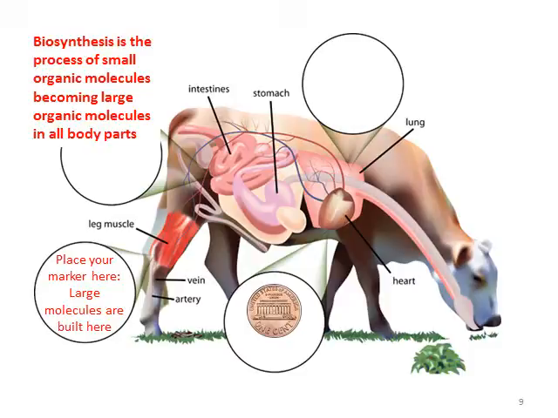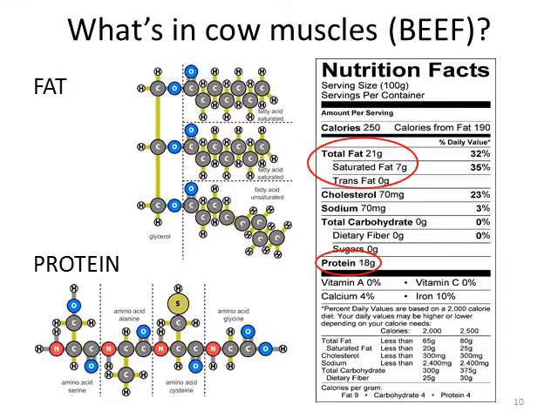And then in this activity, we are going to move these molecules from the bloodstream into a muscle cell in the leg of a cow. Move your marker to the leg of the cow. In this, let's review what's in that leg muscle. Cow muscles are essentially beef.